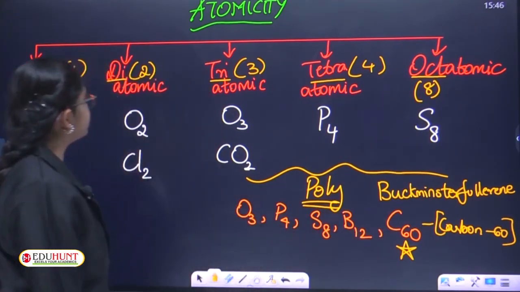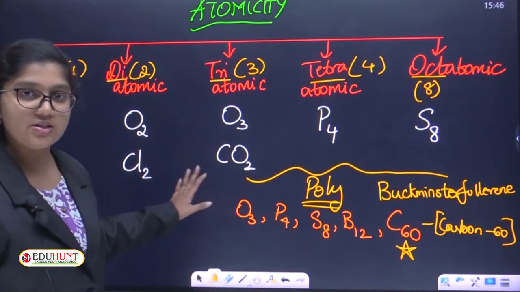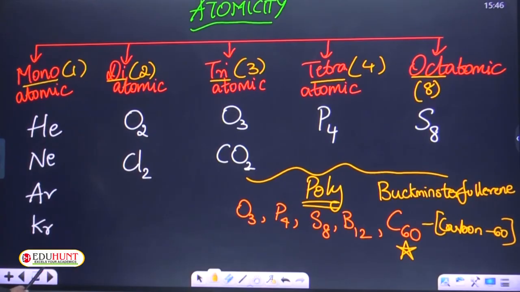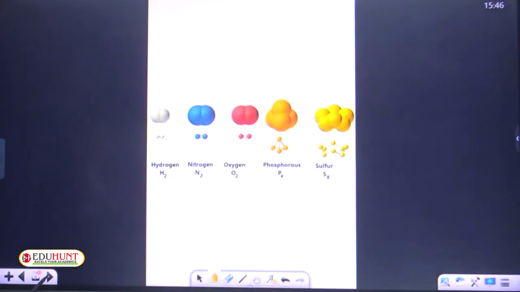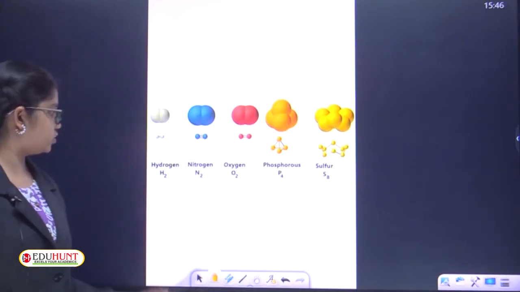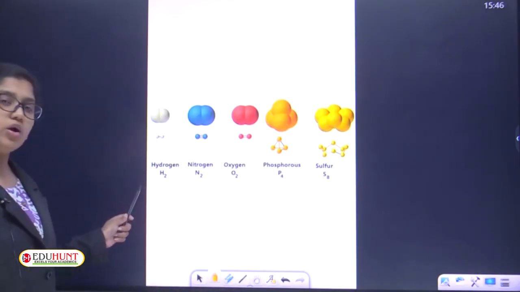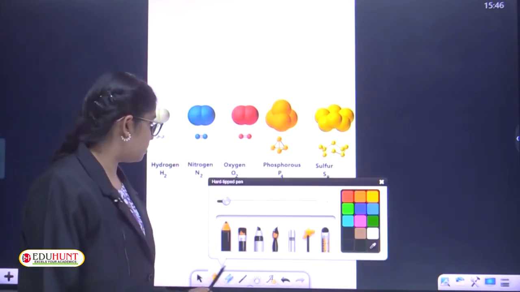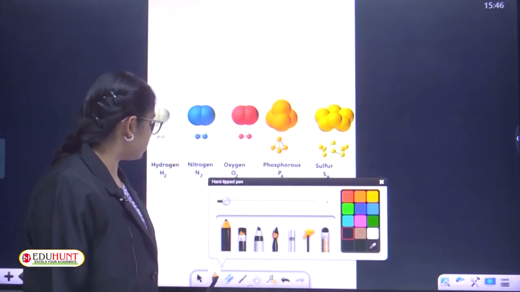So, this is the presentation of atomicity, children, the classification and all. Let me show you the diagrammatic one. This is the atomicity classification. Here, H2. What group does it belong to? What is the classified name here? Can you tell me the name? We can write it down here.